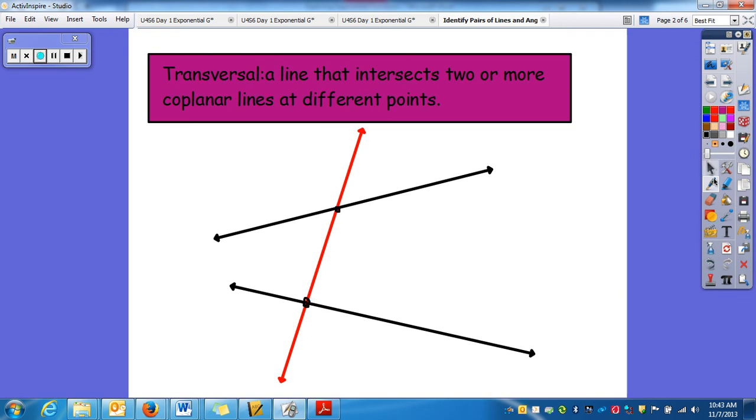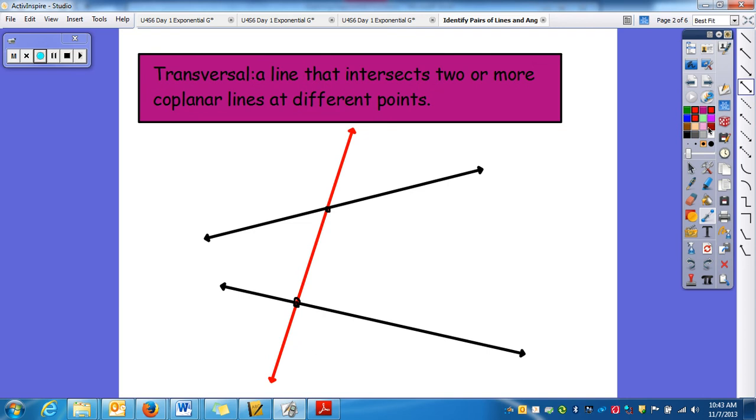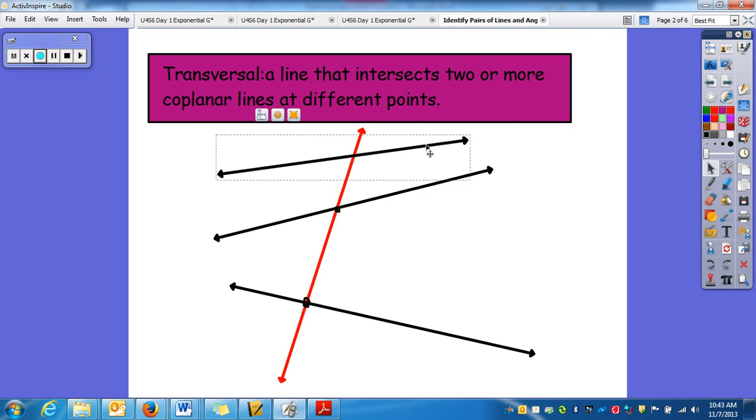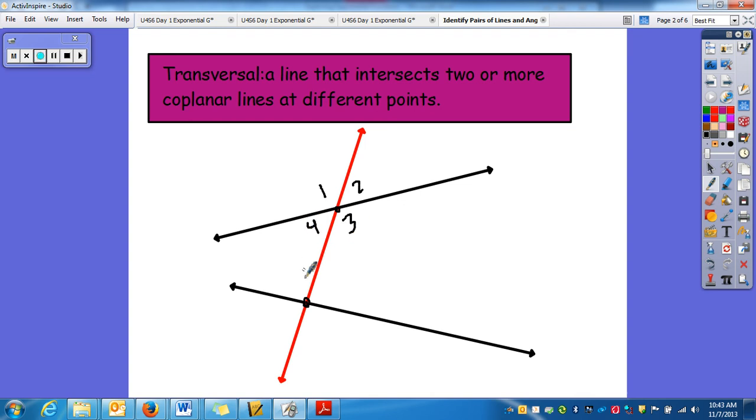I could also have another line. Draw another line here, and it's a transversal for that. So what happens when you have this intersection is that you have angles that are formed. So let's get rid of that one. Notice we have 8 angles formed: 1, 2, 3, 4, 5, 6, 7, and 8. We have 8 angles when we have 2 lines that are intersected by a transversal.